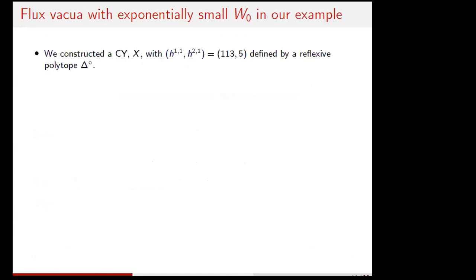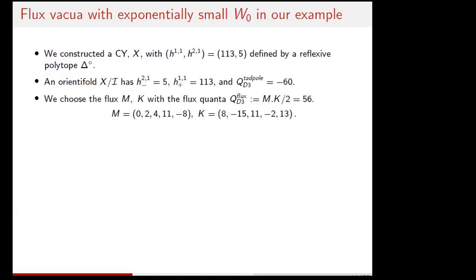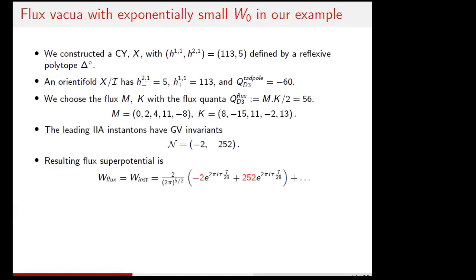Let me go into an explicit example. We constructed a Calabi-Yau X with 113 Kähler moduli and 5 complex structure moduli, which is defined as a hypersurface in a toric fourfold given by a reflexive polytope. We also constructed an orientifold such that there is no geometric moduli projected out, and the Hodge number table of the orientifold was 60. And we chose some fluxes F and H by using 56 flux quanta.